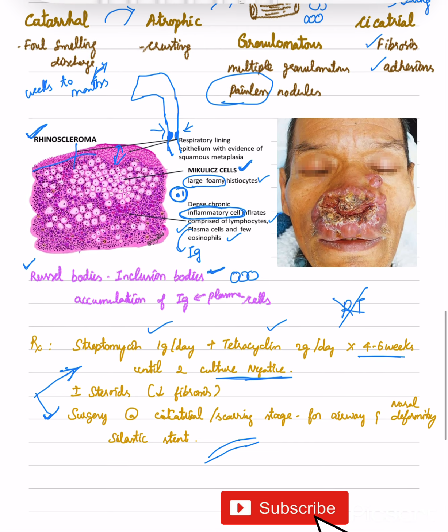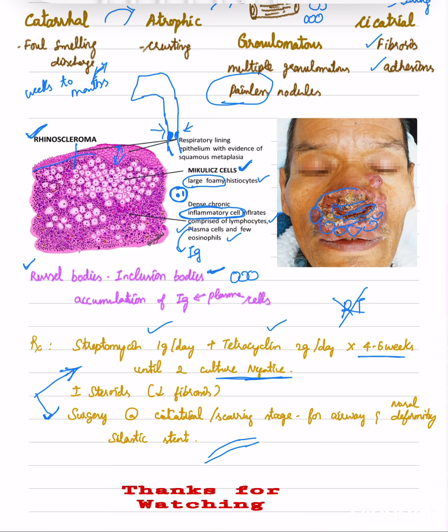This is a clinical picture showing rhinoscleroma involving the nose and the upper lip. There are multiple nodules which coalesce to form larger nodules, and which are mostly painless. There are atrophic changes, and scarring and fibrosis are there. So there is airway obstruction and the airway gets compromised in this clinical picture.